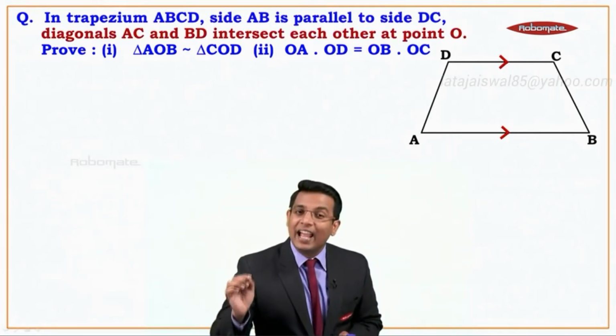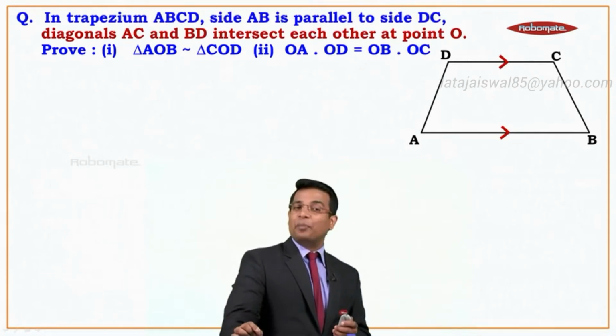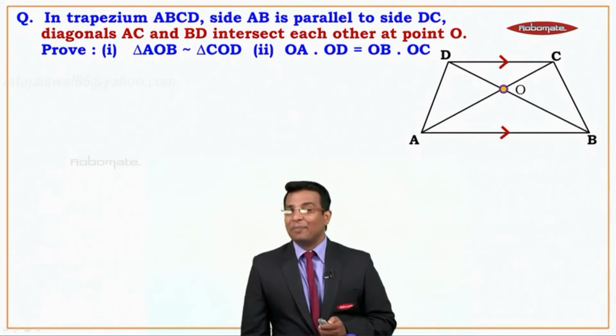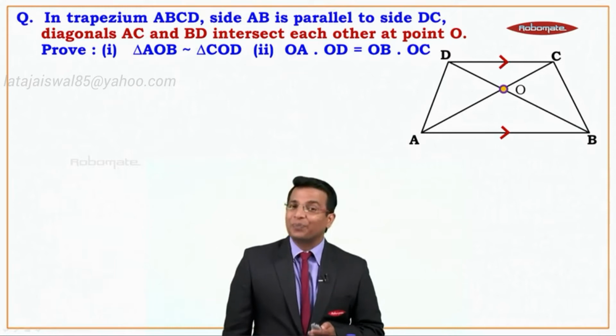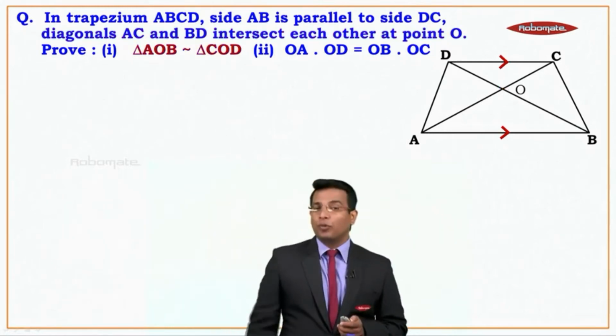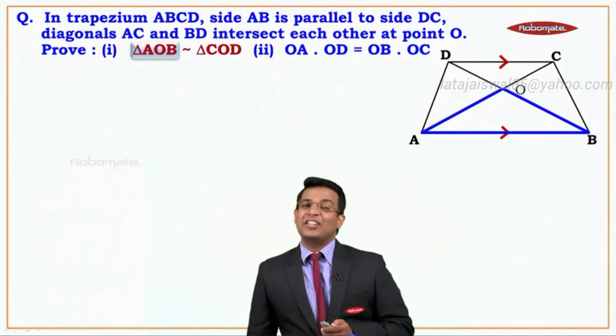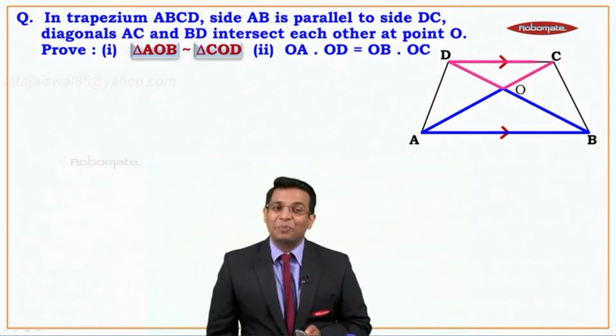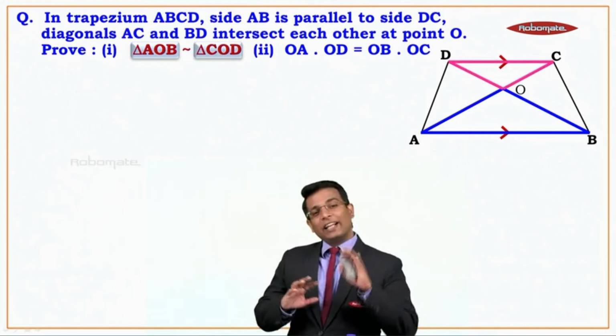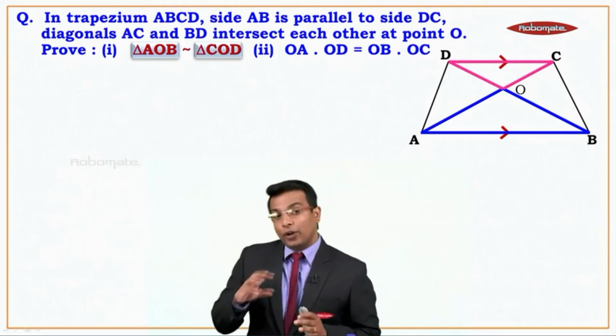Diagonals AC and BD intersect each other at point O. So we have diagonals AC and BD intersecting at point O. First question is we need to prove triangle AOB similar to triangle COD. This is what we need to prove in the sum. So both the triangles are highlighted here, right? We are going to prove this similar.